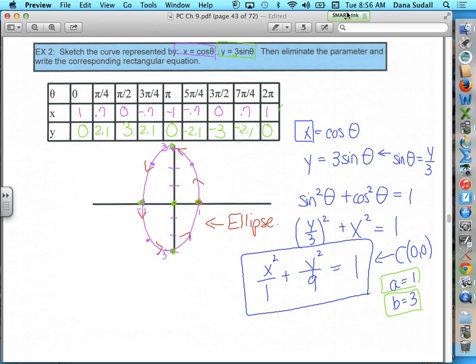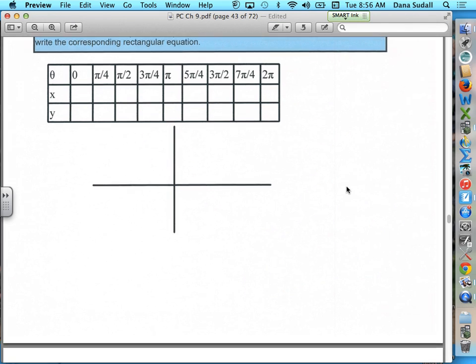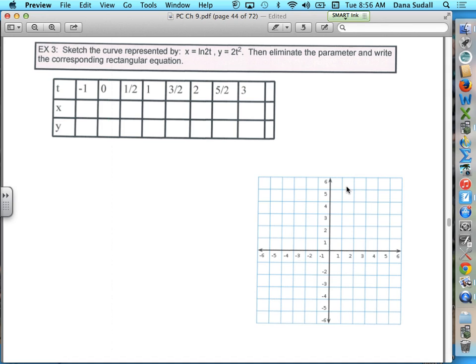All right, let's try one more. Same idea. Now this one has logs in it. You can put these things in your calculator. You don't have to worry about not being able to graph them. So we'll look at this one and then we'll put it in the calculator. Let's see what these values are.